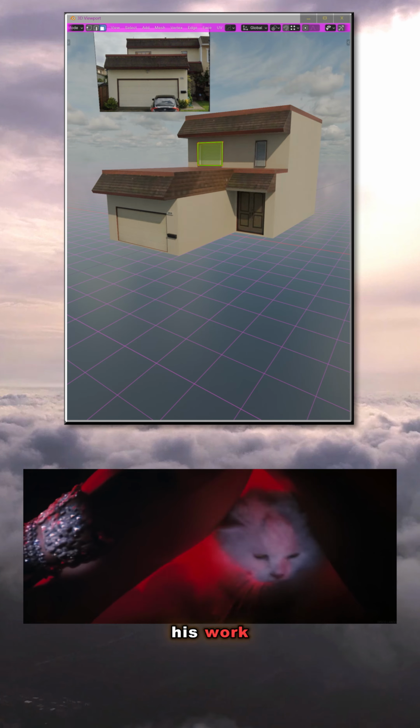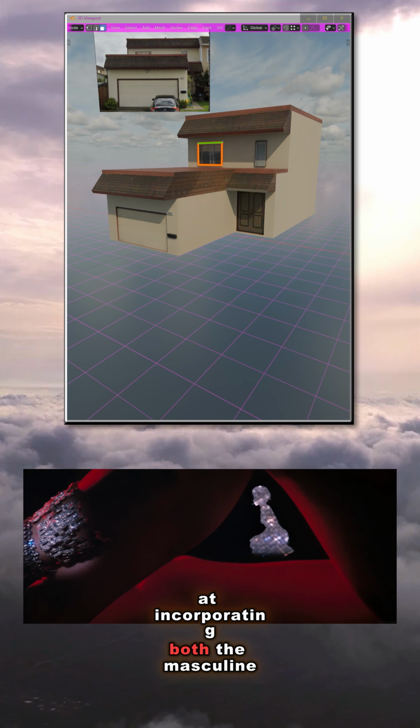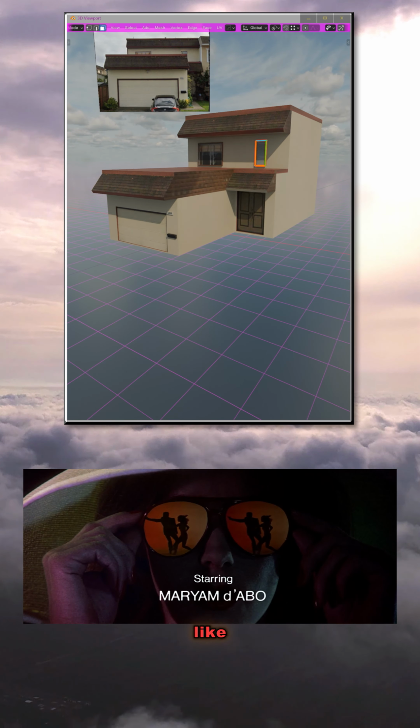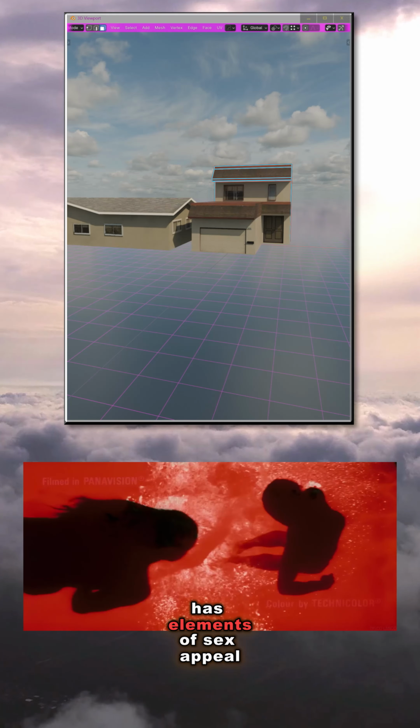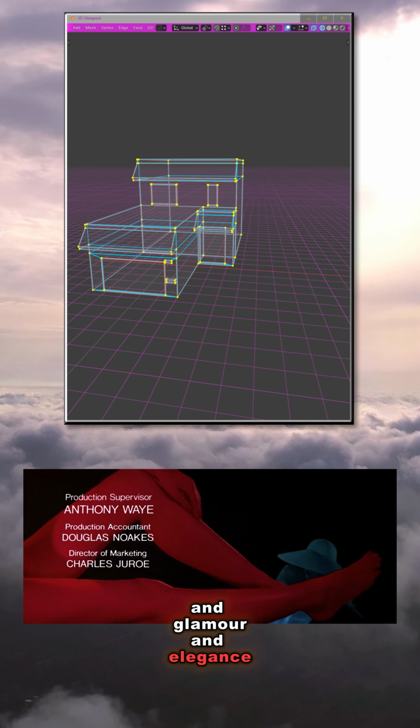And I also really love his work because I think he does a great job at incorporating both the masculine and feminine. Like, it manages to convey a feeling of danger and adventure and mystery, but it also has elements of sex appeal and glamour and elegance.